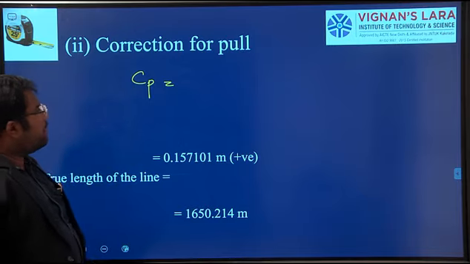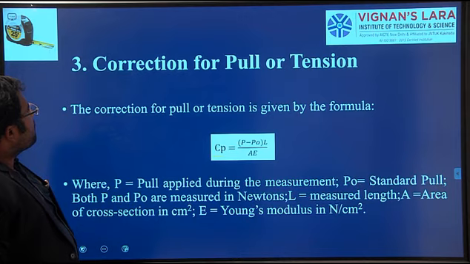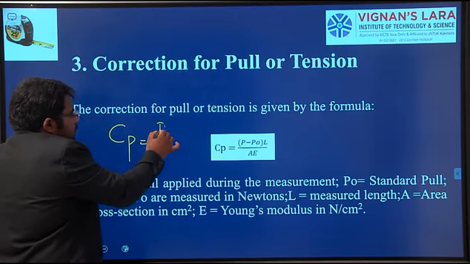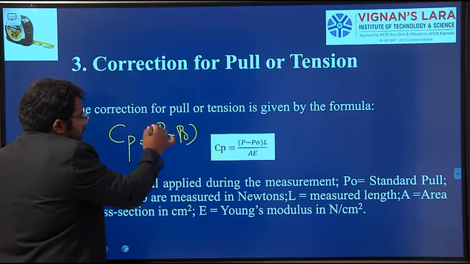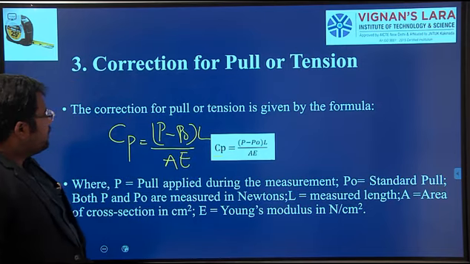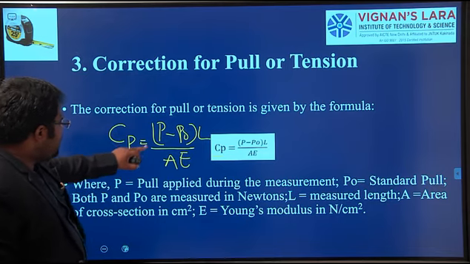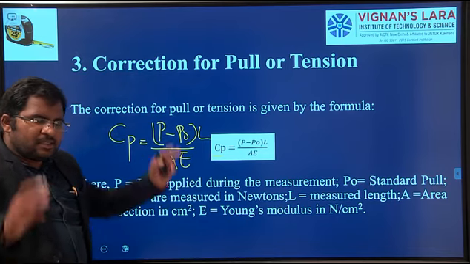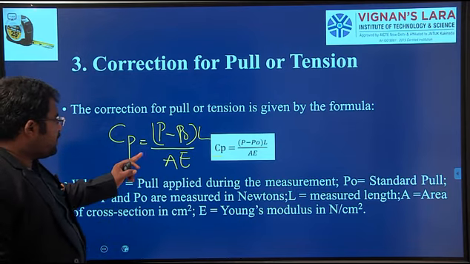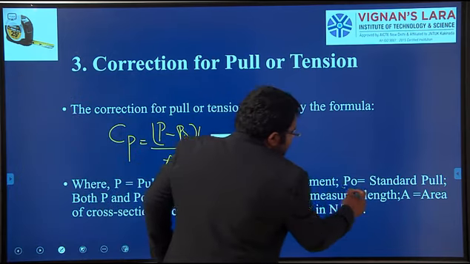We'll see what is the formula. Then only we will understand. Here Cp is equal to P minus P naught into L divided by A into E. See what the terms are. P is the pull applied during the measurement. Here they gave 10, and P naught value, here they give 15. So P naught is the standard pull.